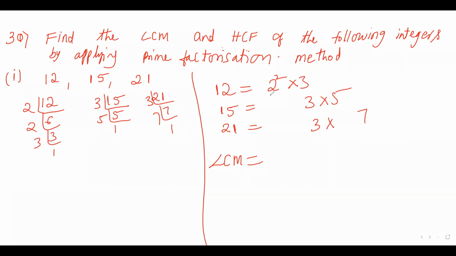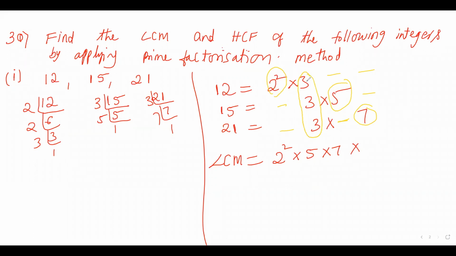In LCM, you will be taking uncommon factors. These three are uncommon factors. Why? Because they are not present in all the rows. So uncommon factors will be taken as it is in LCM. Three is the common factor. It is the factor of all the three given numbers.